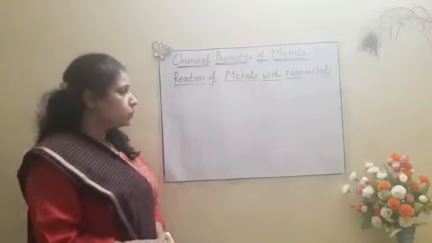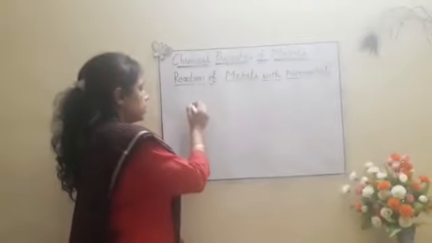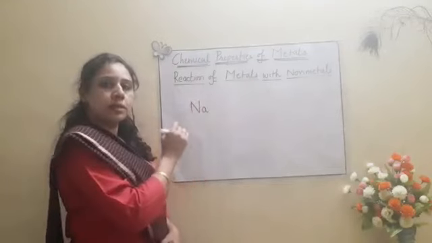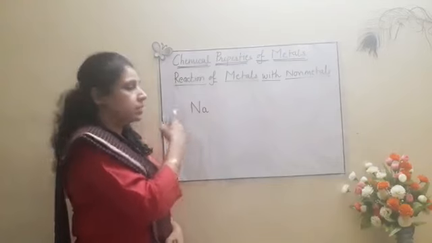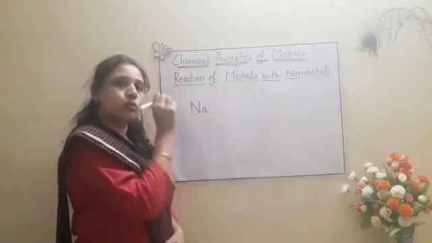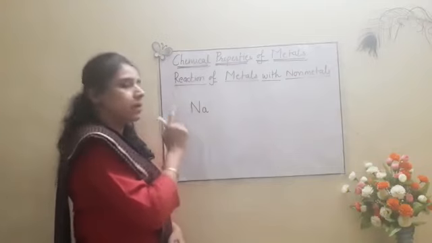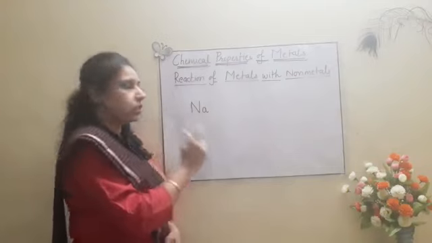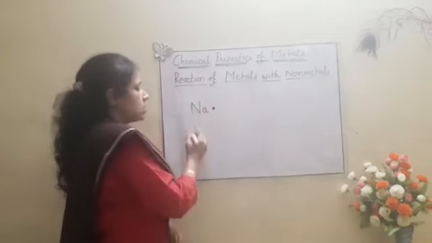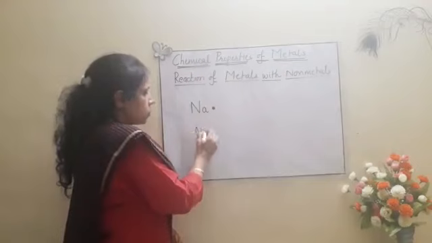Now, in order to draw the electron dot structure of sodium atom, write the symbol of sodium and draw the number of electrons present in the outermost shell of that atom by showing those many dots. Like sodium has 1 electron in its outermost shell, so we have to draw 1 dot near it. So this is the electron dot structure of sodium atom.